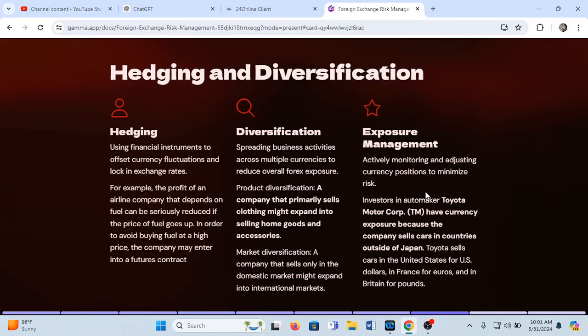Now hedging, what is hedging? Hedging is a financial instrument to offset currency fluctuation and lock in exchange rates. Imagine hedging is like a shield. You take a shield against any of your future risk. How do you get this shield? You have to pay a premium, you have to pay a price. There is an example written at the bottom. What is this?